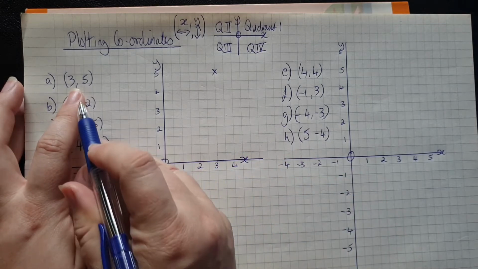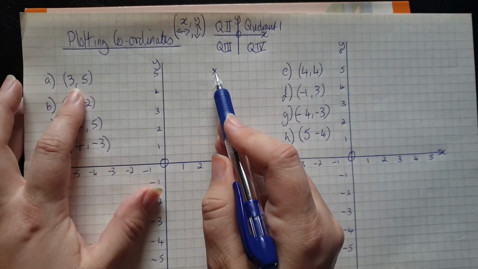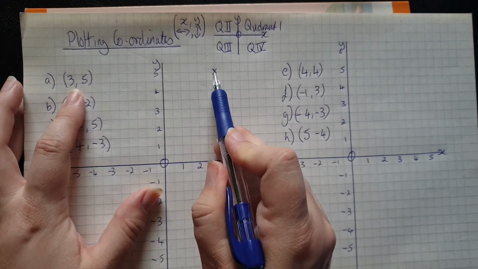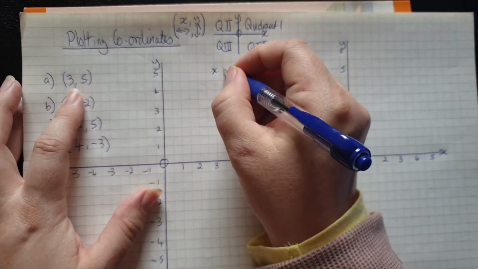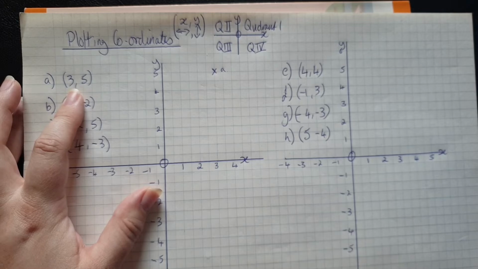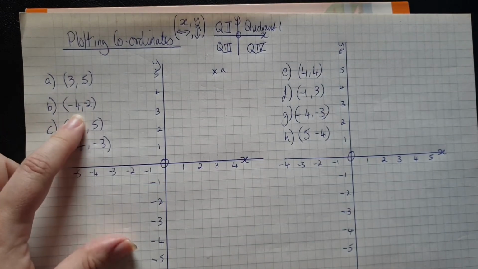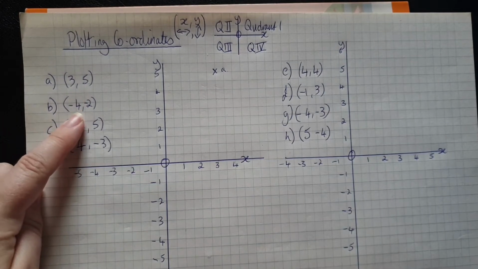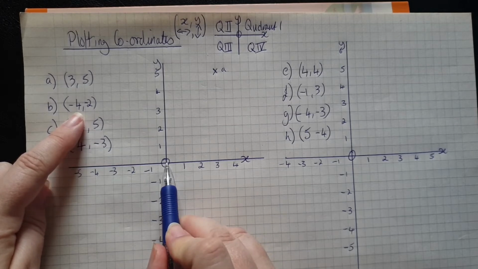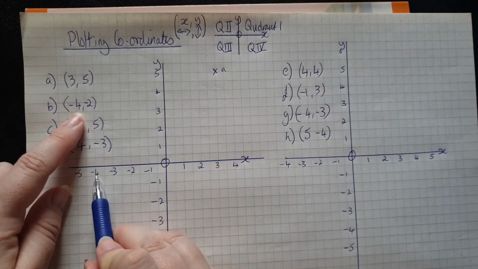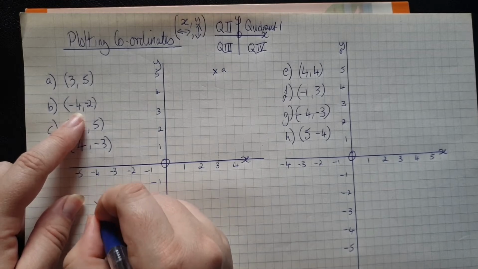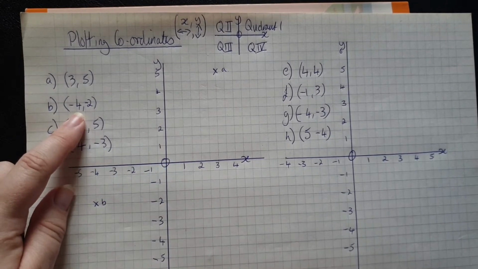So that's the first one done, 3, 5. Now at the moment it's just a cross. It's a neat cross where the centre of the cross is on the line. And I'm going to label that point A so I know what it is. B, minus 4, minus 2. So it's the x coordinate first, minus 4, minus 2. And that is coordinate B.